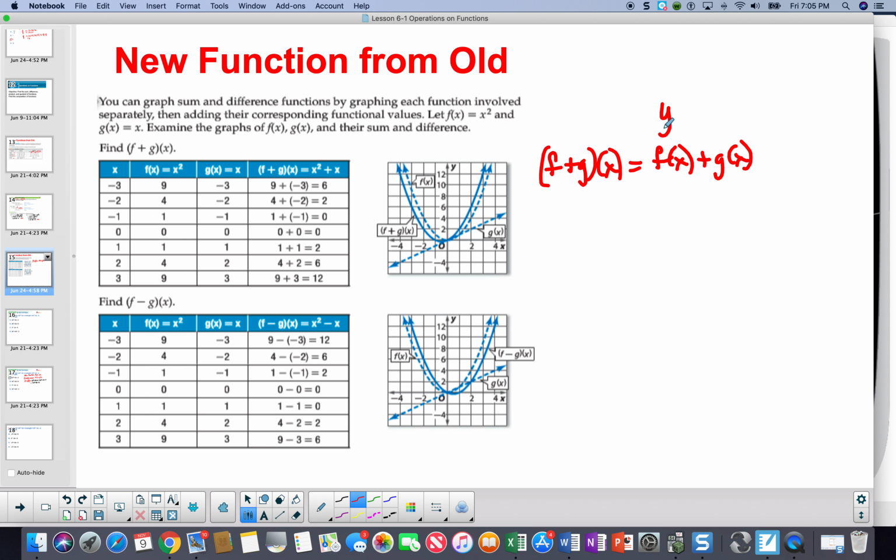We're taking this y value and adding it to another y value. And so that's what these are. These are y values for f, and y values for g, and when you add them up, they'll give you a brand new, this is our new y values here, and that's why the parabola changes its position there. And we can do it again with subtraction as well.